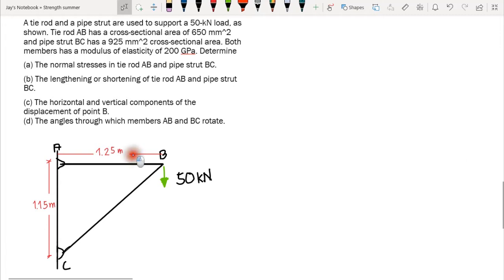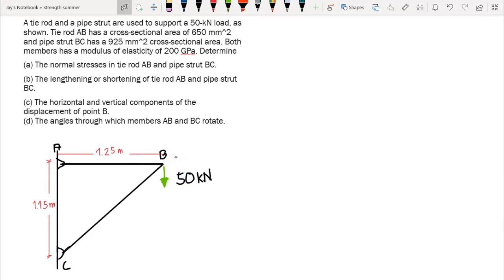So we have AB, which is our tie rod, and we have BC, which is our pipe strut. AB has a cross-sectional area of 650 square millimeter and BC has a cross-sectional area of 920 square millimeter. And both members have a modulus of elasticity of 200 gigapascal. So therefore, these are steel. Now, this member carries a 50 kilonewton load at point B, and this is as shown.